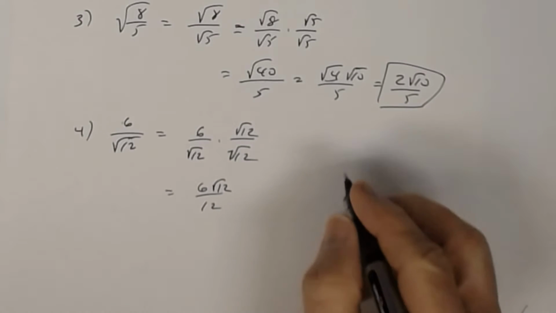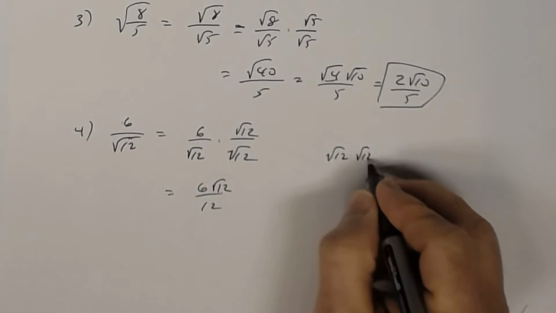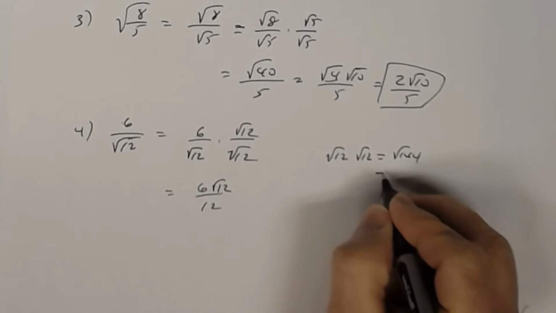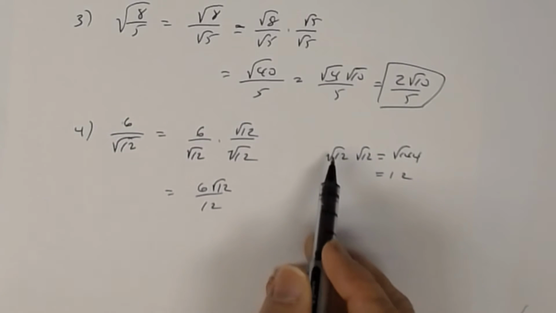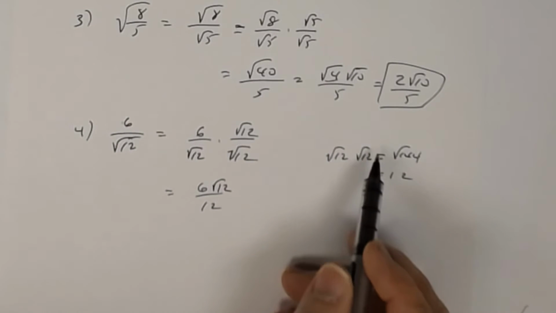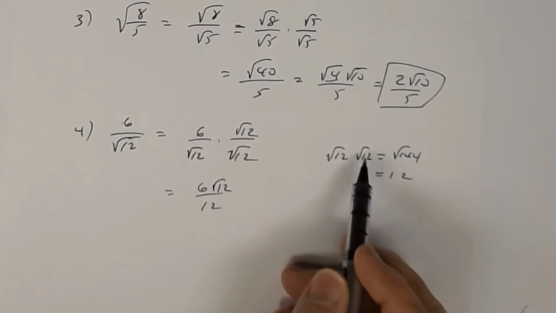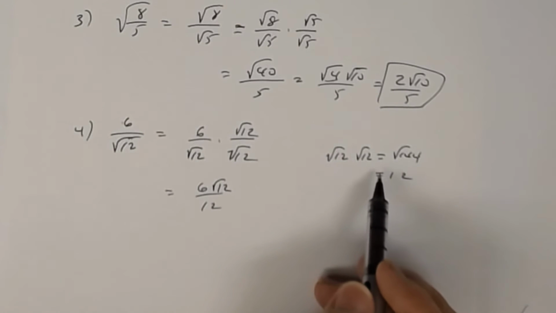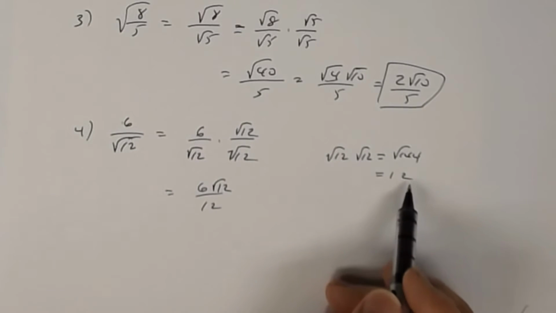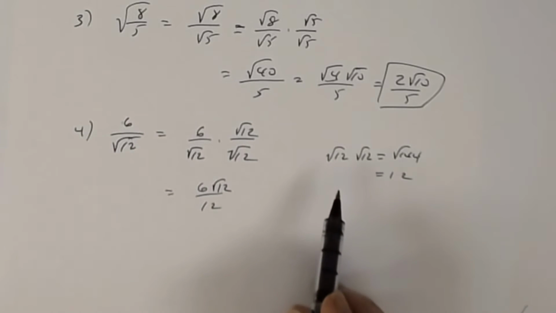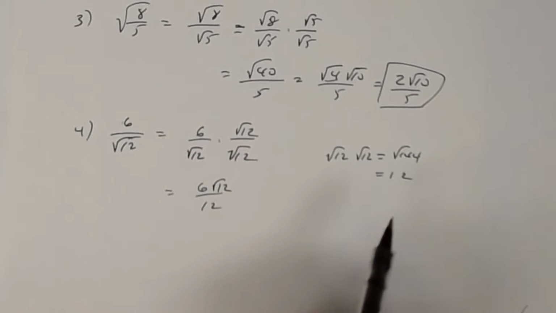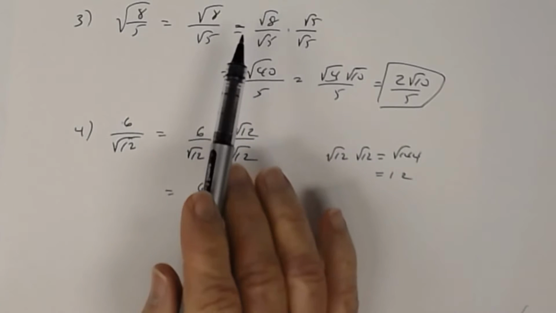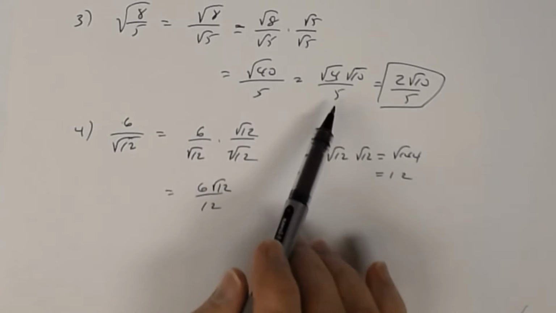So remember the square root of 12 times the square root of 12 is the square root of 144, which is 12. So whenever you multiply a square root by itself, you're no longer going to have that square root anymore. It's just going to be that radicand. All right, square root of 12 and square root of 12 is just 12. Okay, the square root of 5 and square root of 5 is just 5.